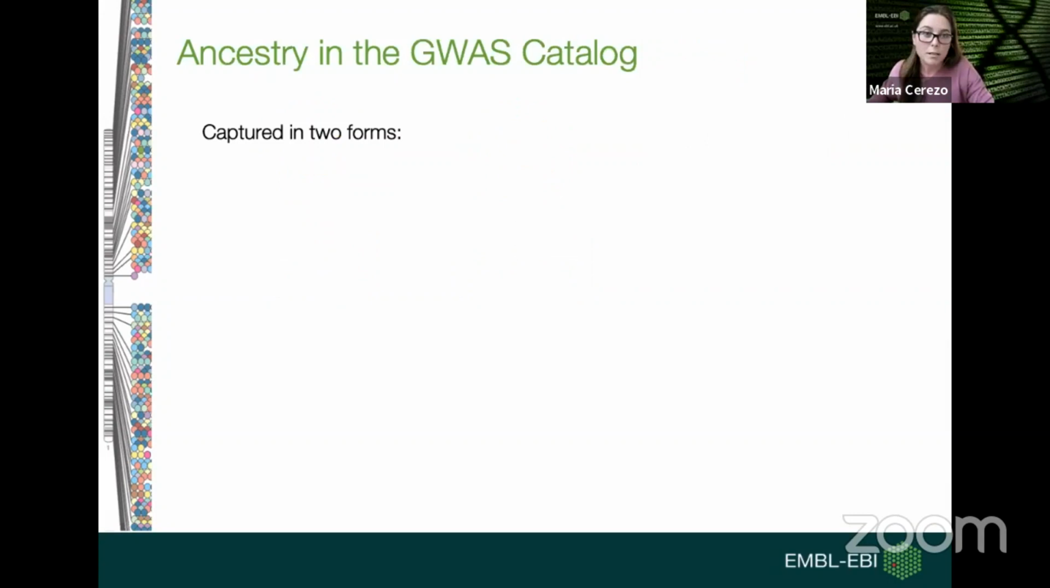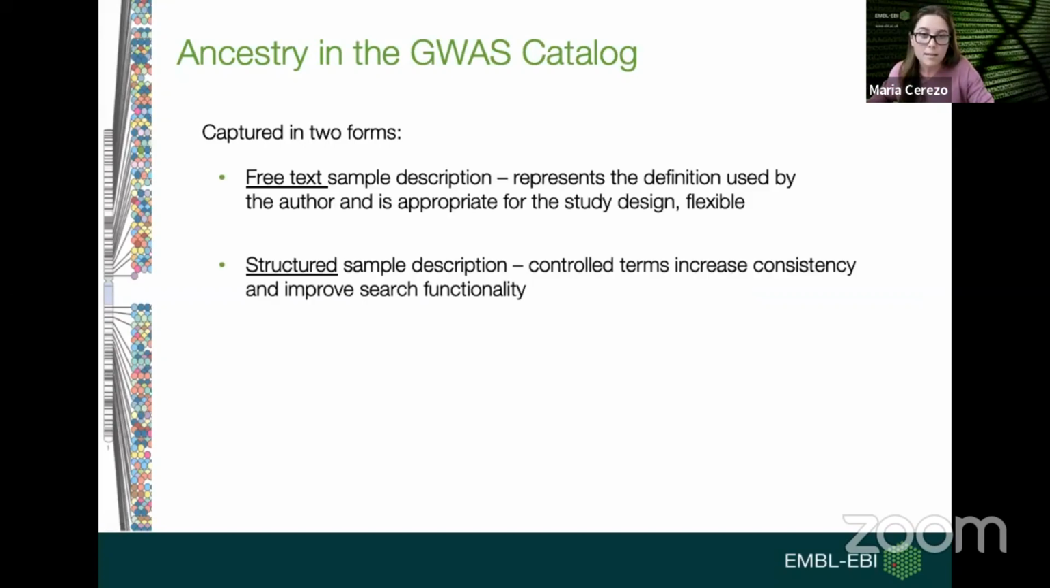To extract information and present it in the catalog, we do it in two forms. With the free text, which follows what the authors describe, it is flexible enough to include several experimental design details that could be useful for the users, like cases and controls, or whatever is appropriate for the study. And we also extract a structured sample description, which follows controlled terms that increase consistency and make it easier to search, and is also machine readable.